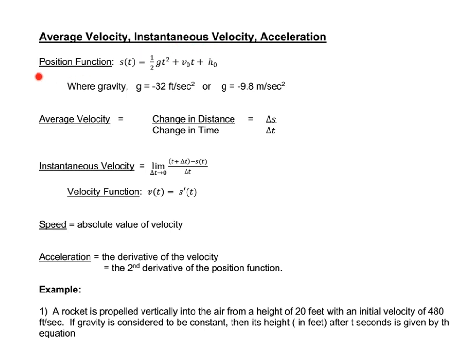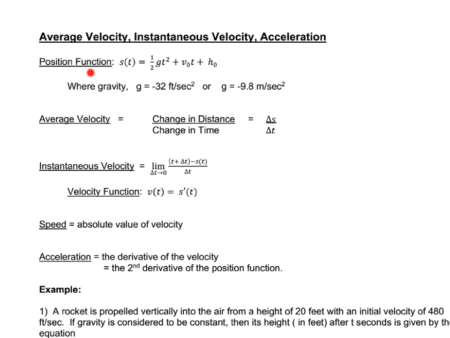So we're going to start with this position function here, and this should look familiar. S of t equals 1/2 g t squared plus v naught. We didn't use this exact equation when we were doing projectile motion, but we did use a variant of it, and we're going to come back to it now. This is nothing you need to memorize. Remember, here's gravity, -32 or -9.8, depending on if you're in feet or meters.